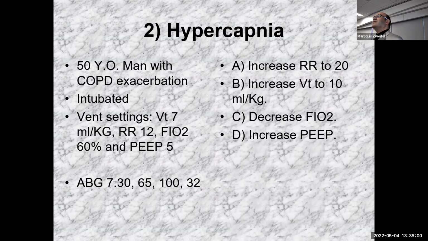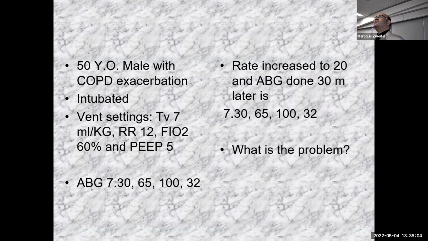A, B, A and B. Okay, let's do A. So his rate is 12, we increase him to 20. 30 minutes later, we got an ABG. What happened to the ABG? Nothing. We doubled his rate, right? But nothing happened. Why?